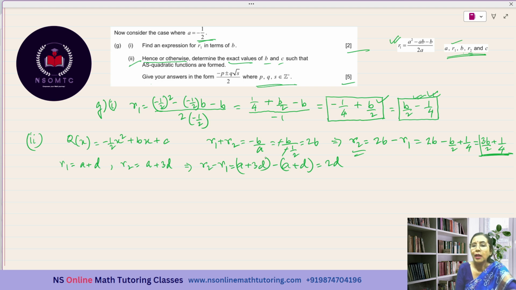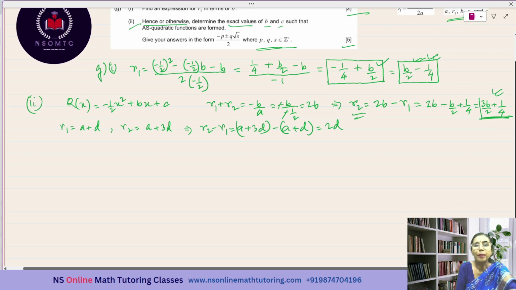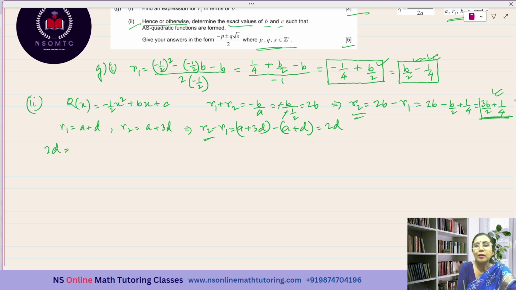Okay. And what is R2? So let me try to find the value of D in terms of B. Okay. So 2D is equal to, I'm substituting the expression for R2, 3B over 2 plus 1/4 minus R1. R1 is this. So minus R1, so it will be plus 1/4 and minus B over 2. So this is equal to 1.5 B minus half B is 1 B. So it is B, and 1/4 plus 1/4 is 2 over 4, which is half.